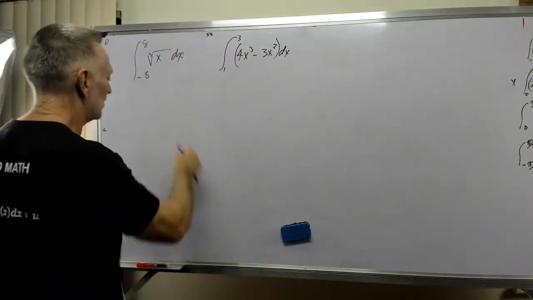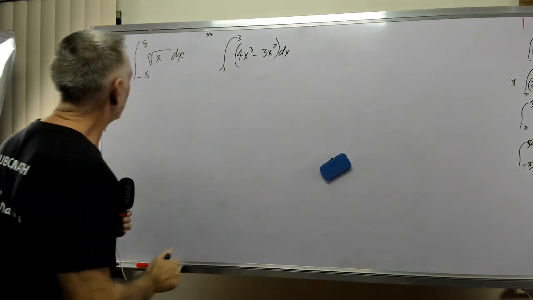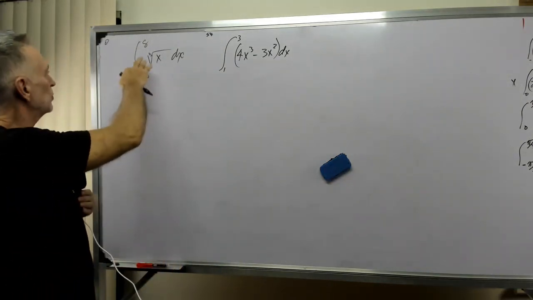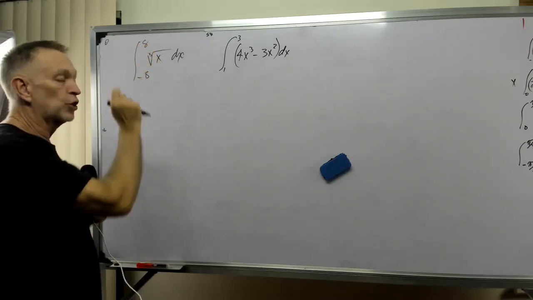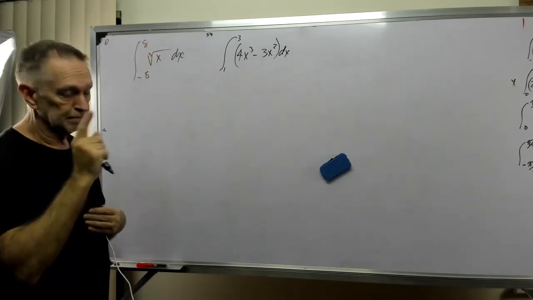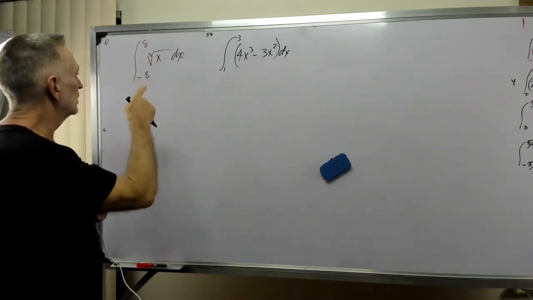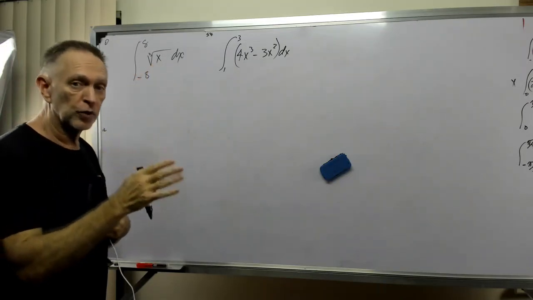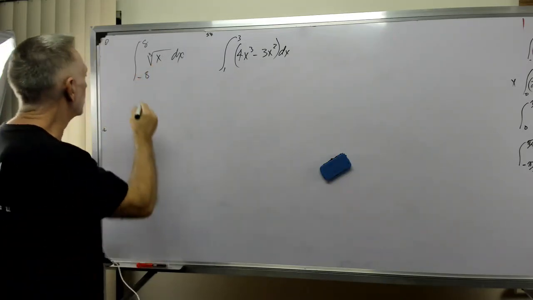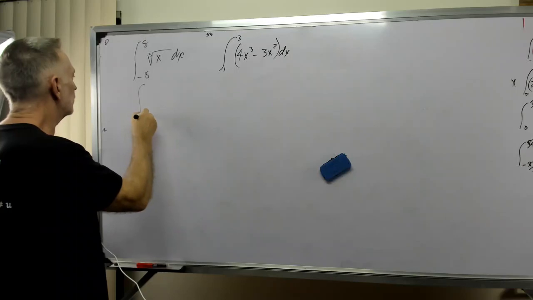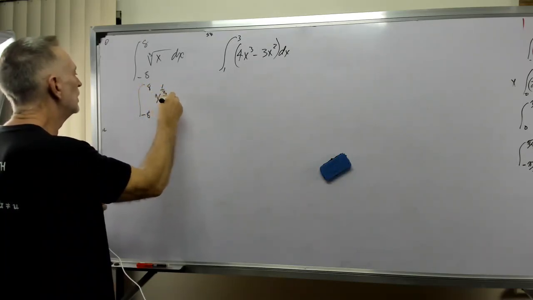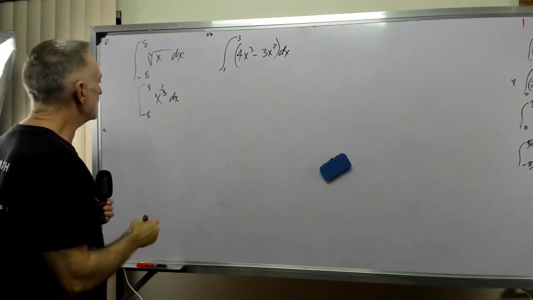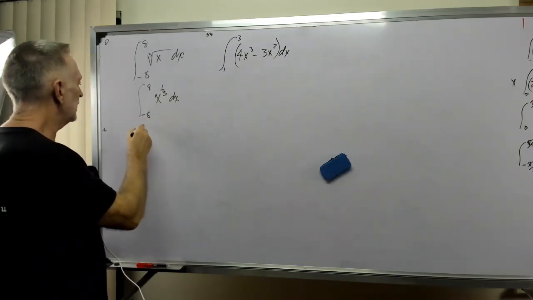All right, let's work a few of these here, get them out of the way. You'll notice we have the integral from negative 8 to 8 of the cube root of x dx. So let's rewrite the cube root as x to the 1/3. So now we have the integral from negative 8 to 8 of x to the 1/3 dx. Okay? So what does that equal?